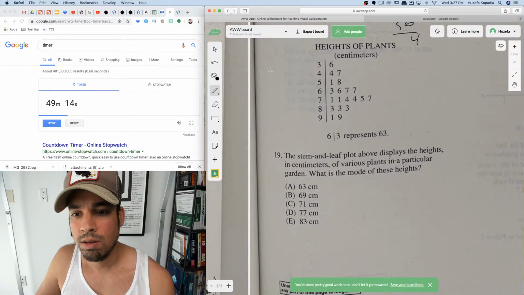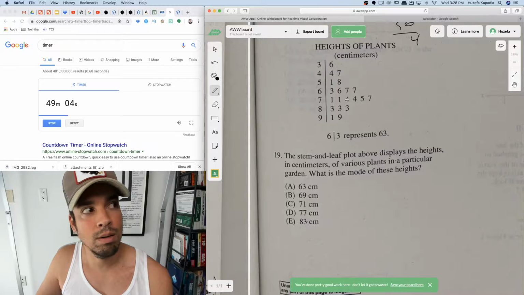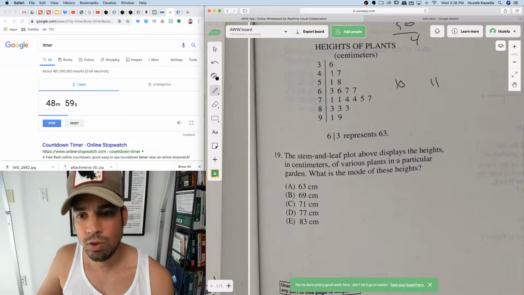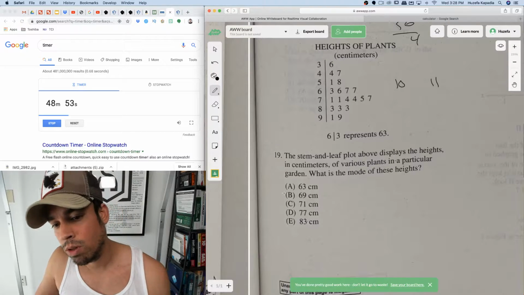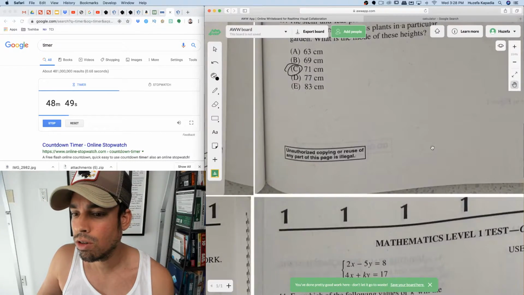All right, how many are there, first of all? 1, 2, 3, 4, 5, 6, 7, 8, 9, 10, 11, 12, 13, 14, 15, 16, 17, 18, 19, 20. So there's an even number, which means the median will happen between the 10th and the 11th. Isn't that right? 1, 2, 3, 4, 5, 6, 7, 8, 9, 10, and 11. Oh, I messed up. So it's 71, because 10 and 11 are 71, so that's it.